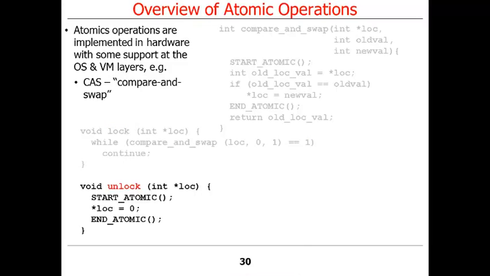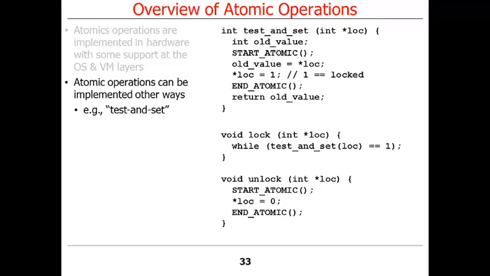And then unlock is really simple. All you do is the code would do some atomic section, however that's done by the hardware, disabling interrupts or whatever thing the underlying hardware supports, and it sets the location value back to 0. So that's unlocking the lock. Okay, any questions about that?